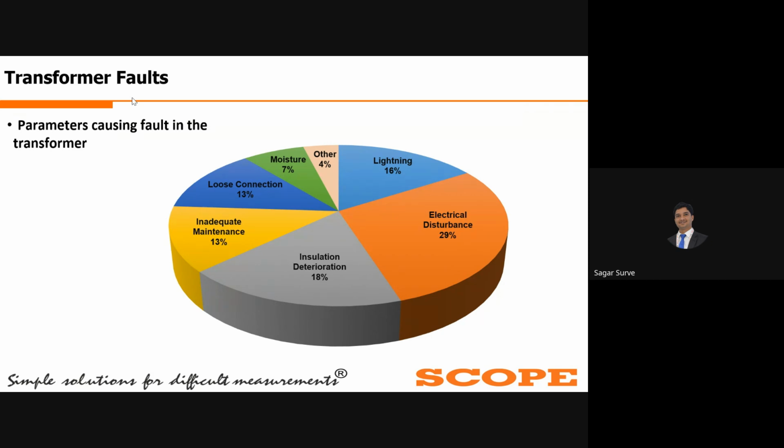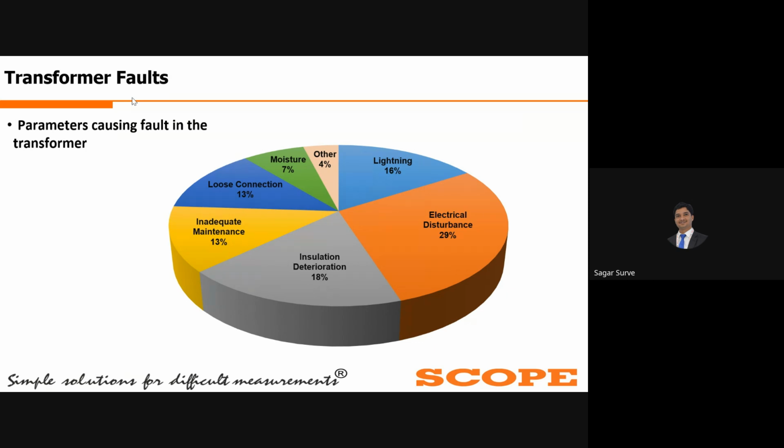Inadequate maintenance means the transformer should be maintained. Whenever there is maintenance, the proper SOP should be followed. Okay, and if not, that can also be a cause of transformer failure. Loose connections means whenever we are connecting the transformer with the external line or something, at that time there should be a proper connection. Otherwise, if the connections are loose, there will be a hotspot, which will eventually affect the performance of the transformer. There will be a power loss or energy loss in the form of heat at that point.